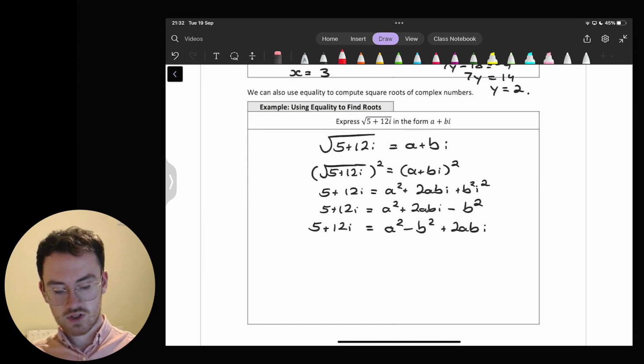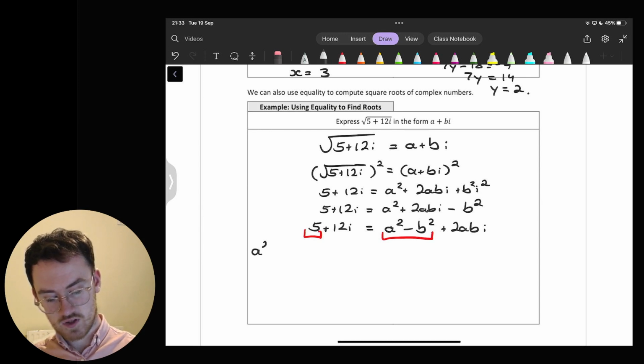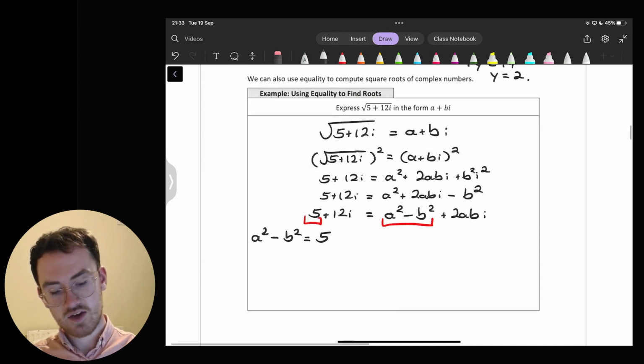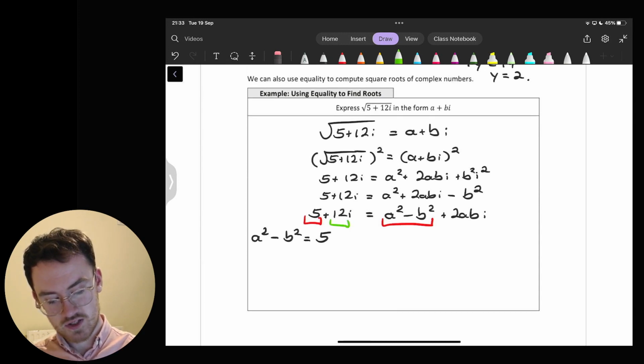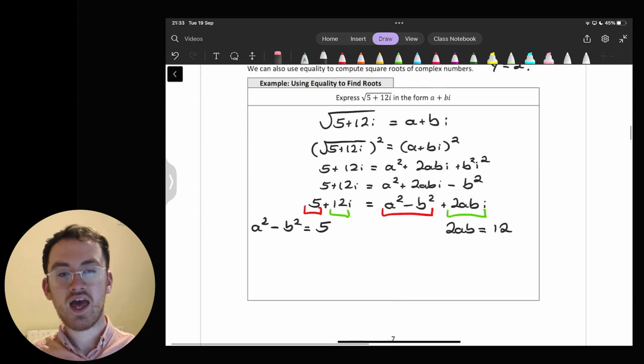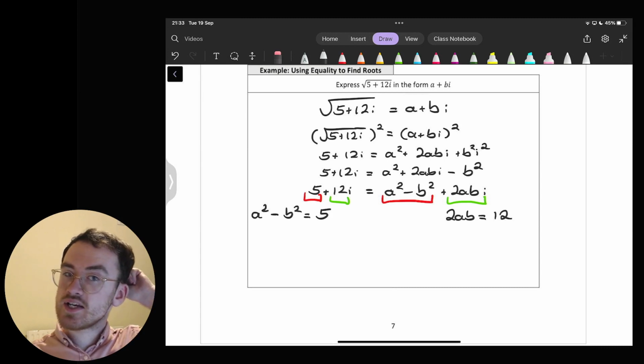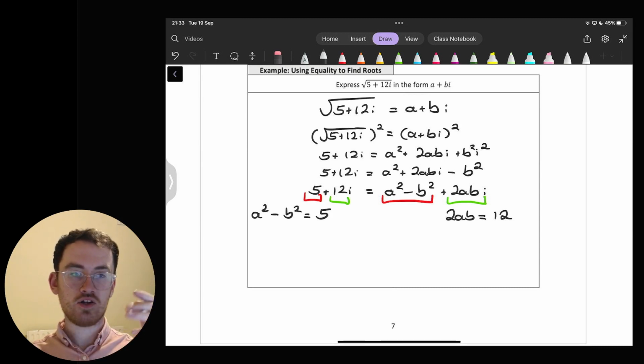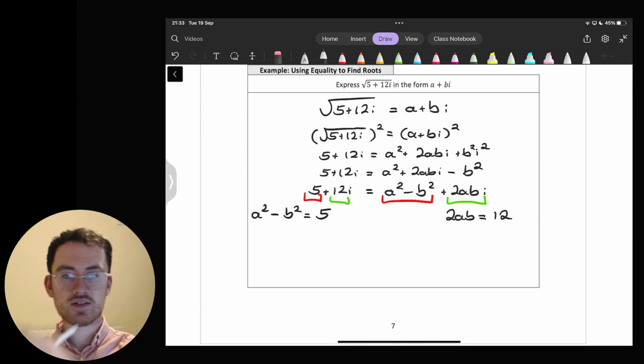As we've done with the first part, let's start by comparing the real parts first of all, and we get that a squared minus b squared is equal to 5. If we compare then the imaginary parts, the 12 and the 2abi, we get that 2ab is equal to 12. What we need to do at this point is work out a value using one equation that we can sub into the other equation.